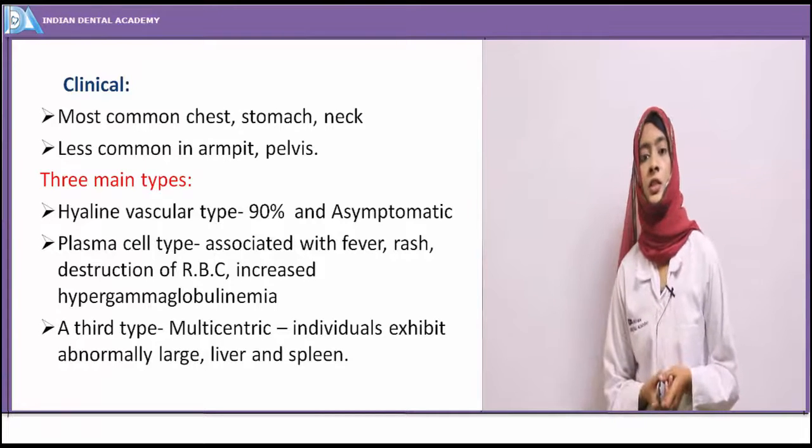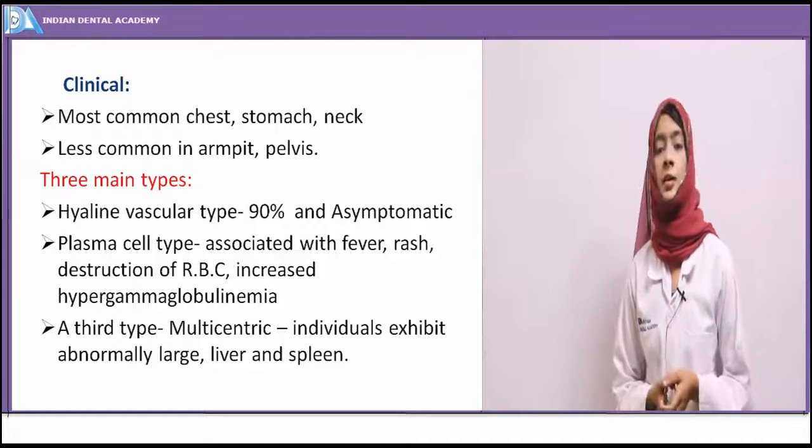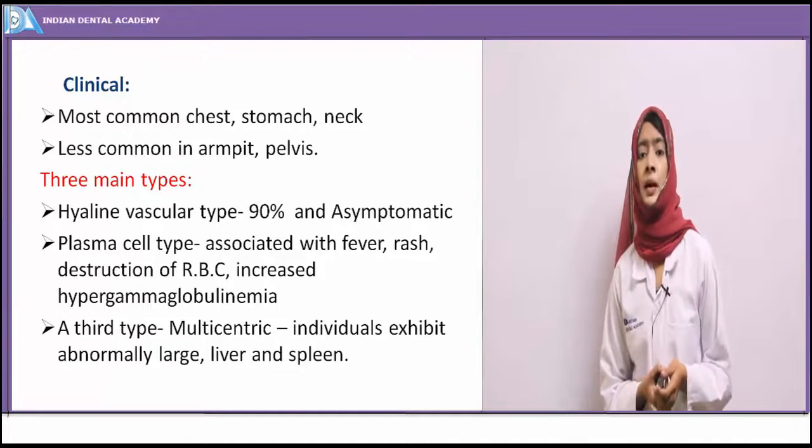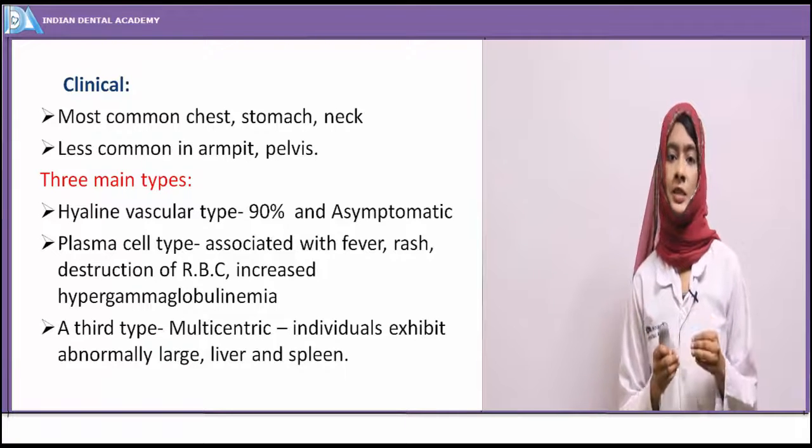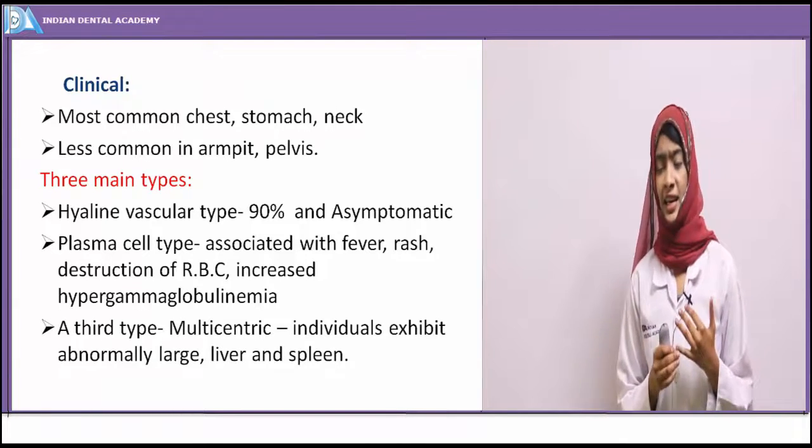Recently authors have proposed another type of Castleman's tumor, the multicentric type. In the multicentric type, the individuals exhibit hepatosplenomegaly, that is, enlargement of both the liver and spleen.